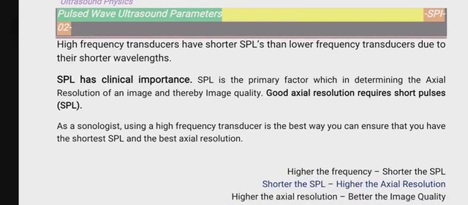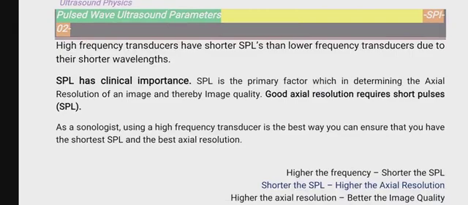SPL has clinical importance: it is the primary factor which determines the axial resolution of an image, thereby image quality. So SPL is all about image quality, and that's why it's important we calculate it and understand how it works. Good axial resolution requires short pulses. That is why higher frequency probes produce good quality images, and lower frequency probes have reduced axial resolution. So remember that as a sonographer, using a high frequency transducer is the best way to ensure the shortest spatial pulse length and the best axial resolution if penetration is not necessary.